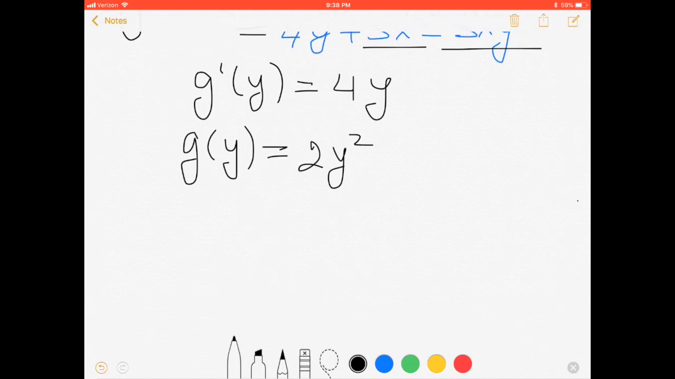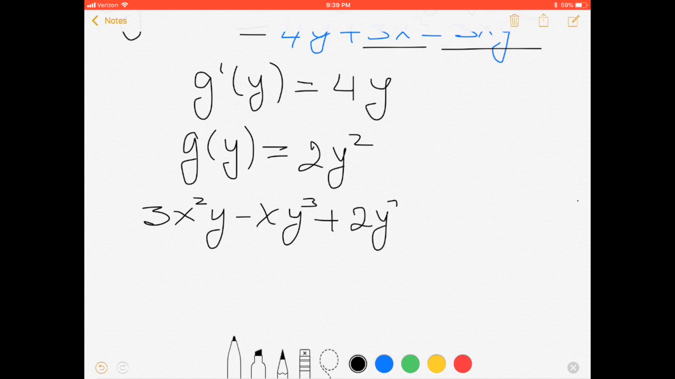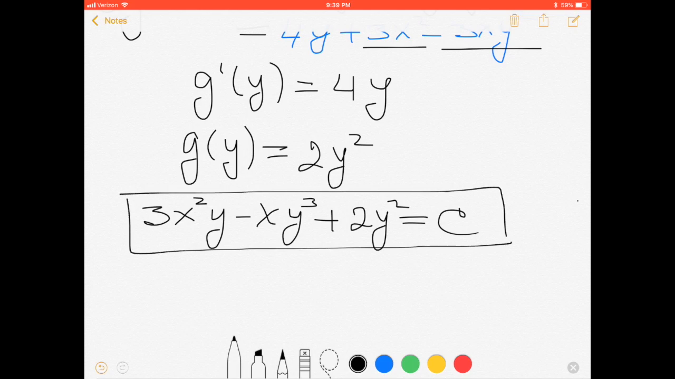Okay, our answer will be our function F, big F. This means 3x squared y minus xy cubed plus 2y squared. And because the whole derivative of this function equals 0, this means the function equals a constant, c. This is the answer for our exact equation.